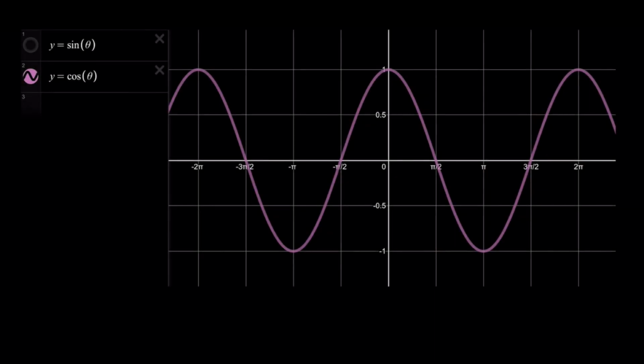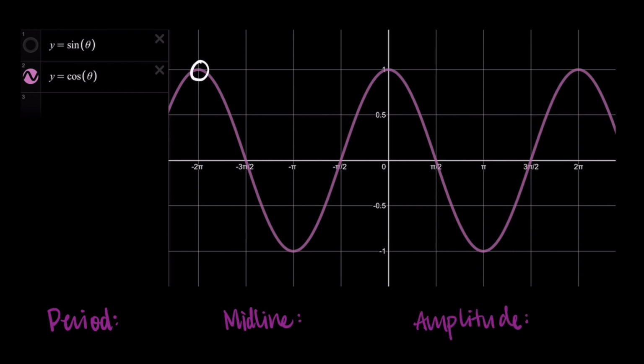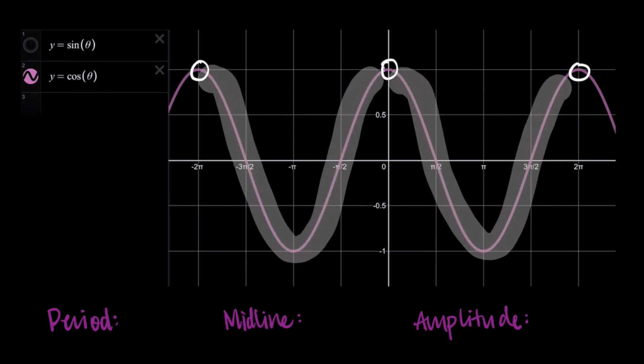Let's repeat this with cosine. We're going to find the period, midline, and amplitude. Again, let's identify some points where the outputs are the same. I'm going to do negative 2 pi, 0, and 2 pi. All of these have outputs of 1. So you can see that the distance between them is 2 pi. Basically it takes 2 pi on the input for the function to start repeating itself.